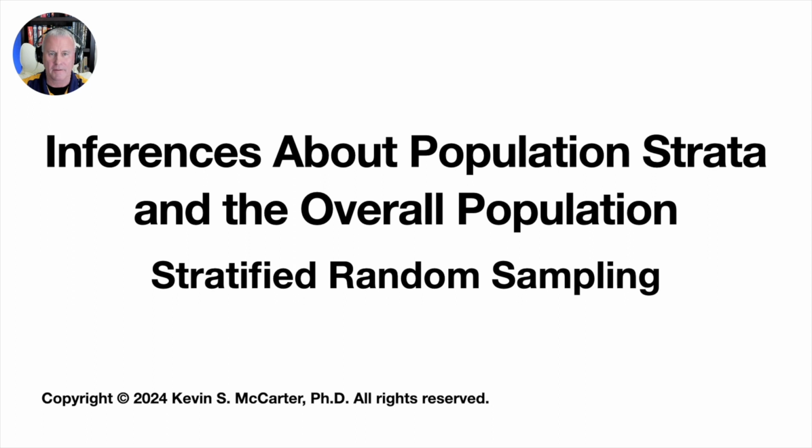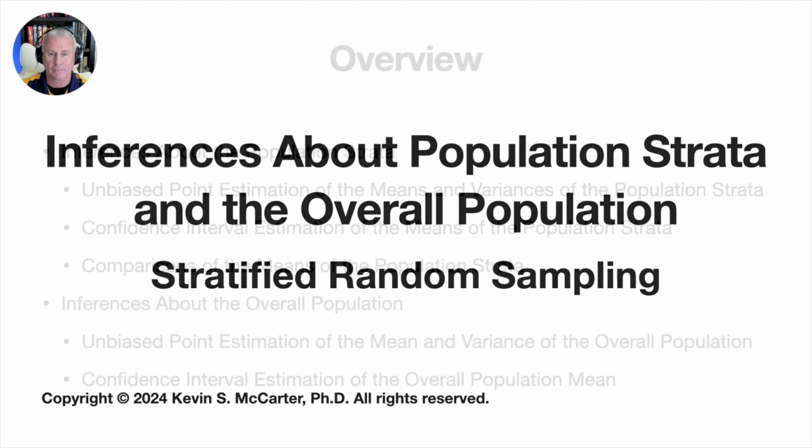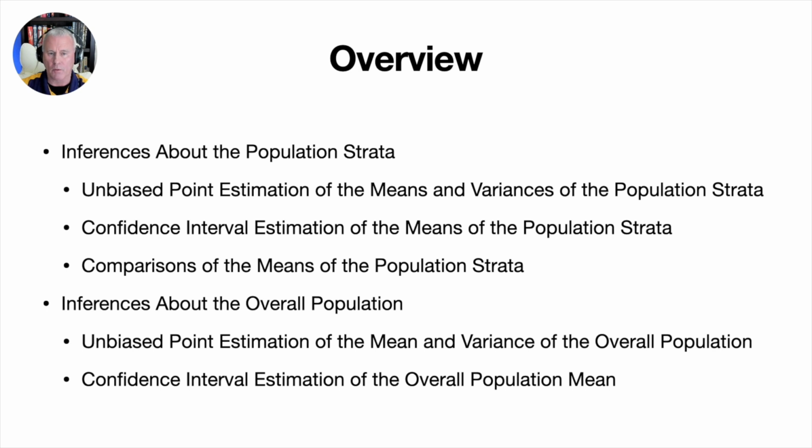Alright, welcome back. In this video, we begin looking at how to make inferences about a population in the context of stratified random sampling. Here's an overview of what we'll be looking at in this video. Now there are two main sections. In the first section, we look at how to make inferences about the individual strata comprising a stratified population.